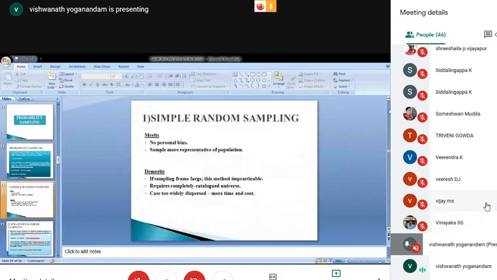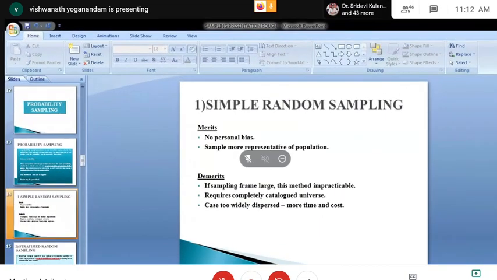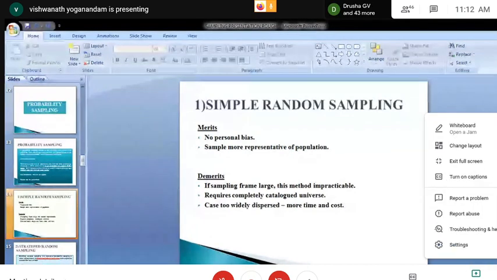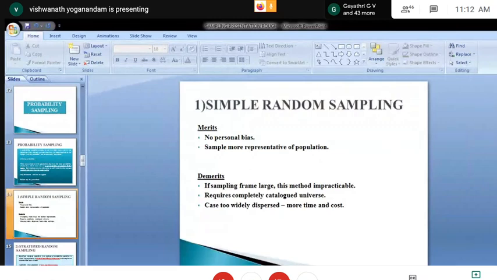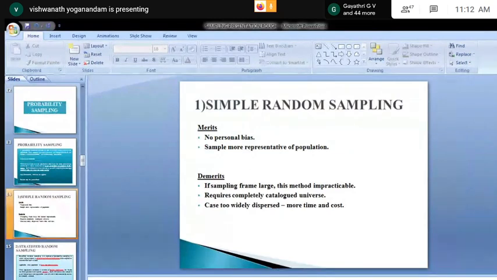Under probability sampling, we have some methods. First one is simple random sampling. As I told you, this fishbowl example is simple random sampling. The merits are no personal bias and representativeness of the population. And if the population is 1 lakh, how can it be done? So that is a demerit. It also requires a completely cataloged universe. There are random numbers methods and other things as well. So that is simple random sampling.